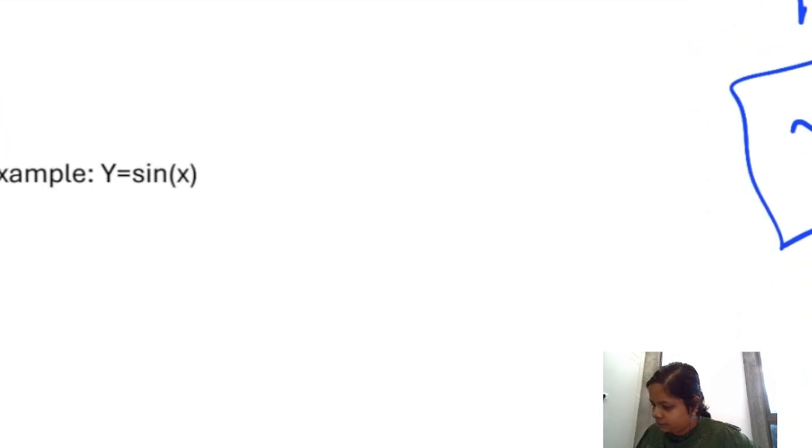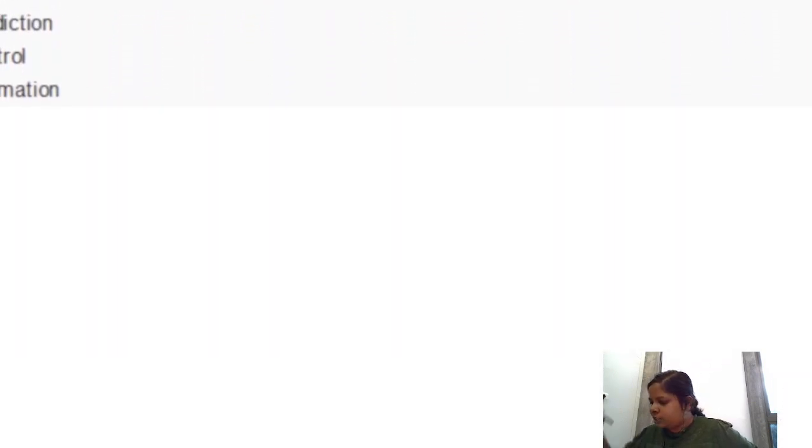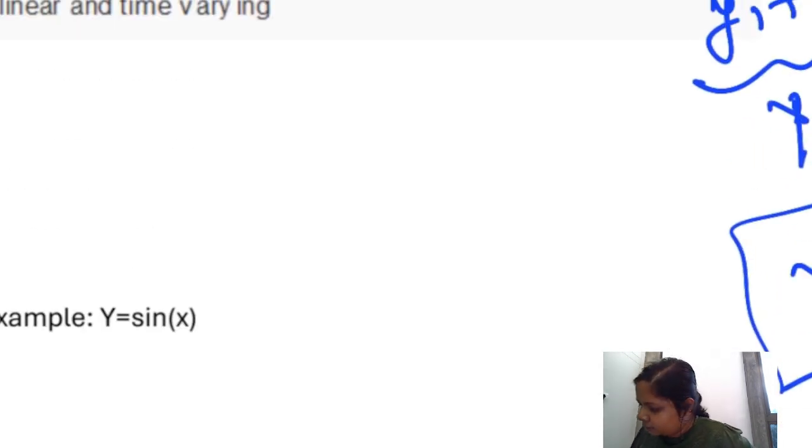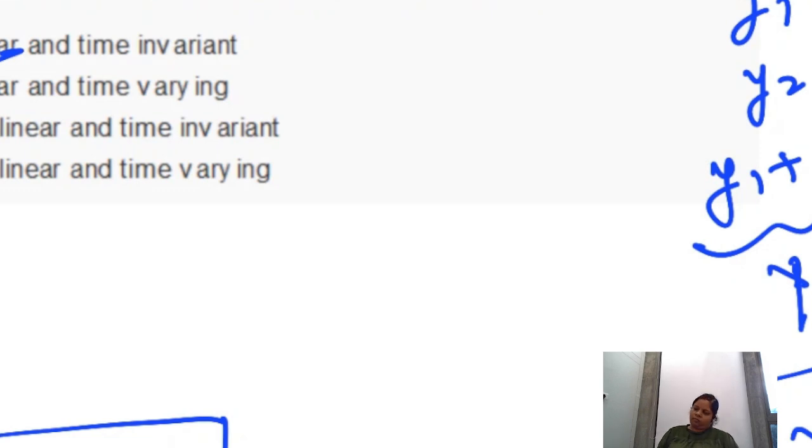So it depends. Now, another question is, consider a washing machine unit. No, one more thing, I had another thing in mind. What would you say about this? Is this system linear or non-linear? Non-linear and non-time invariant, madam. Yeah, it is time invariant because you do not have any t appearing anywhere in the equation.